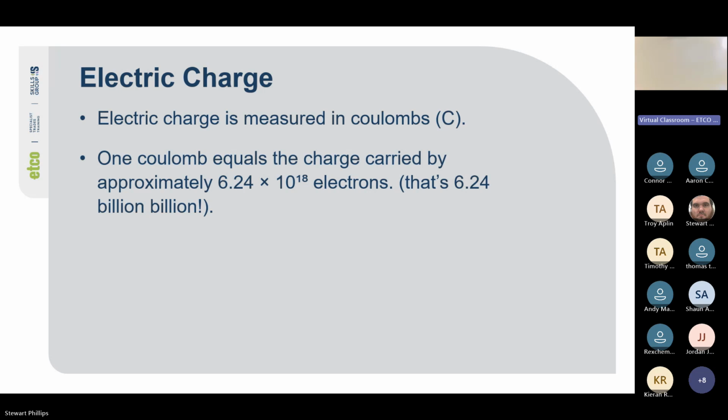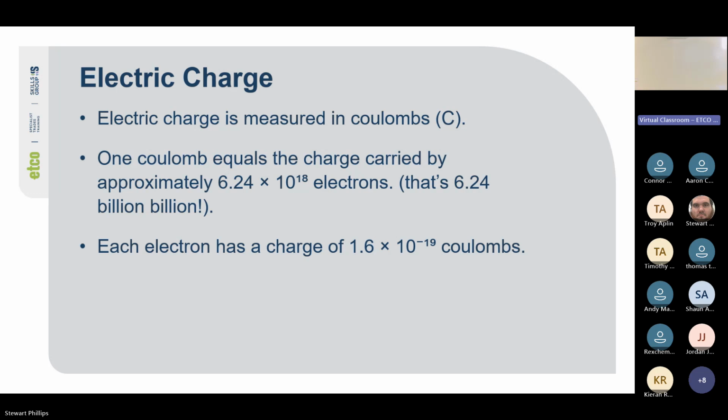But yeah, so 1 coulomb equals the charge carried by approximately 6.24 times 10 to the 18 electrons. So when we talk about 1 coulomb, that's how many electrons we're dealing with. So instead of talking about how many electrons, we just say how many coulombs of charge. Cool. So we can then say each electron has a charge of 1.6 times 10 to the negative 19 coulombs.